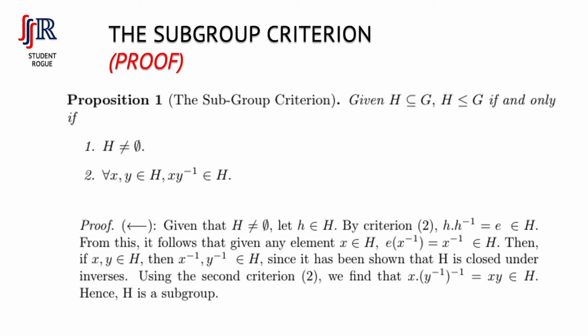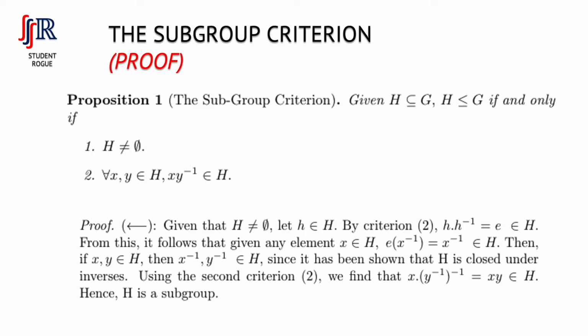Let us now move to the leftward implication where, given the two conditions here, H is a subgroup of G follows from these two. Well, given that H is non-empty, there must be some element, small h, in H, right? And by the second condition, h times h inverse is also in H, but h times h inverse is the identity element. So it must be the case that the identity element is also in H.